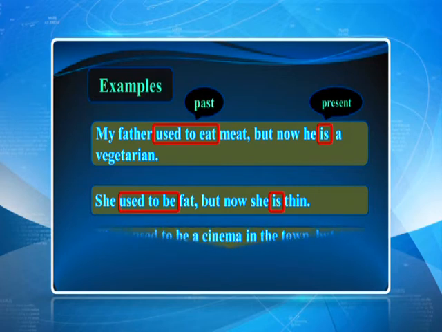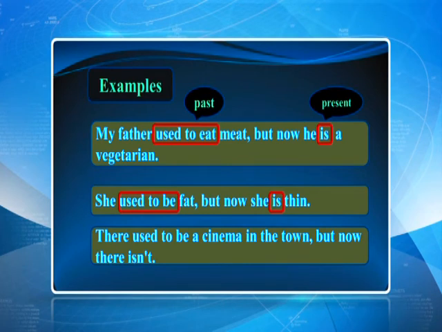One last example. There used to be a cinema in the town, but now there isn't. So in the past, there was a cinema. That's why we say used to be a cinema. Do we have a cinema right now at the present time? Of course not. That's why we say, but now there isn't. So this is the use or the function of used to plus infinitive.